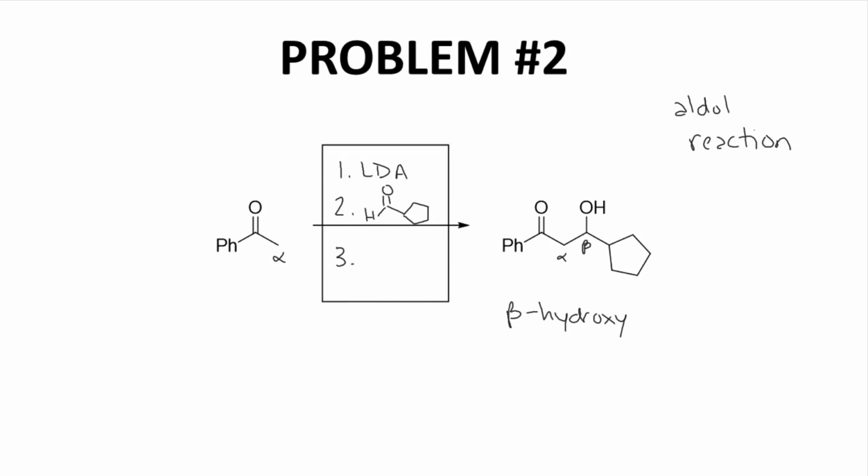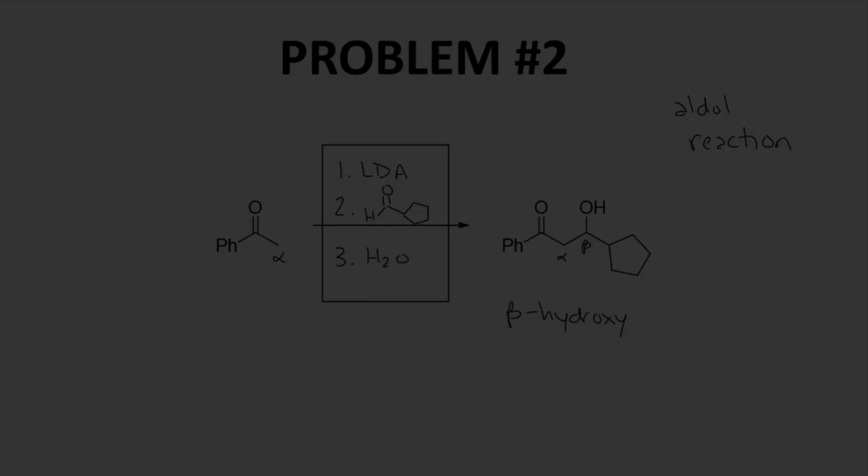Typically for aldol reactions, we'll see 3 steps. We need some kind of proton source. I'll typically say water, but it could be anything. It could be an alcohol, methanol, but some kind of proton source, some weak acid to get our OH on that oxygen. So that's problem 2. Problem 2 is an aldol reaction. It does have our expected 3 steps, and we have an aldehyde being attacked by the enolate.